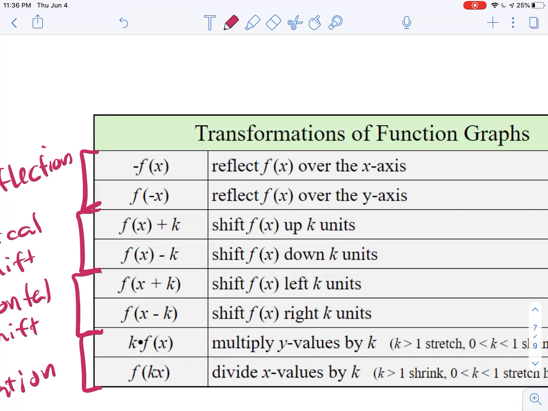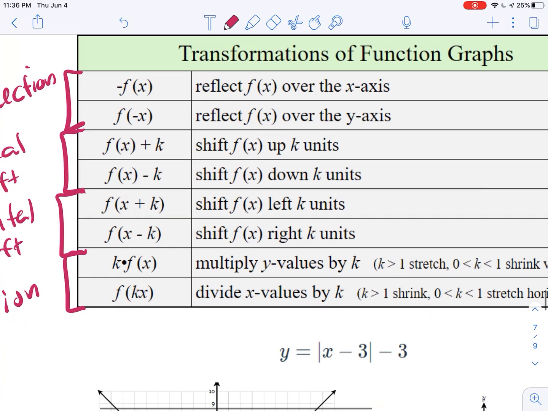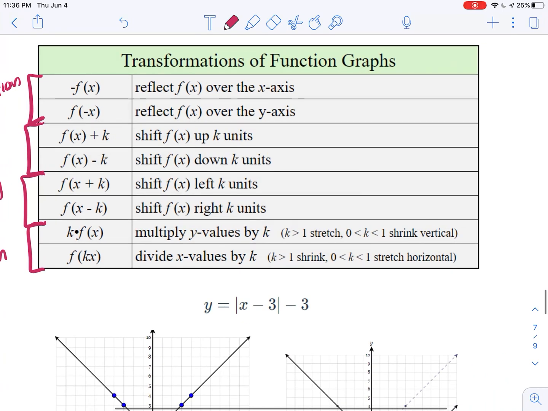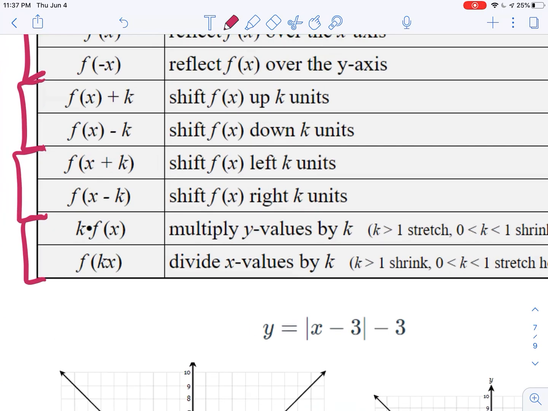With reflections, again, inside versus outside. When it is on the outside of the function, aka the function is just being multiplied by a -1, that's going to be a reflection in our x-axis. Okay, whereas if it's on the inside of the function, inside the square power, inside the square root, that's going to be a reflection in our y-axis, meaning every point flips to the other side of the graph.